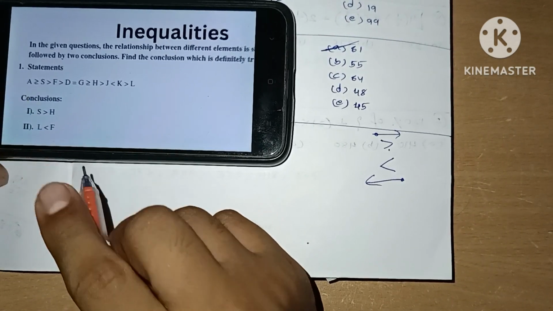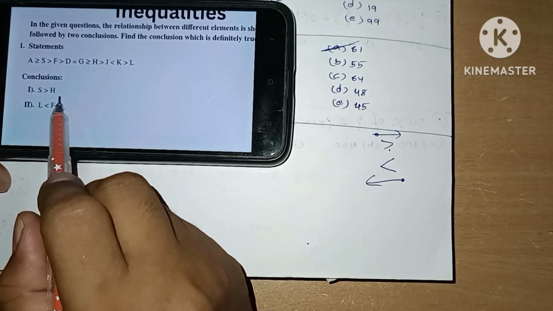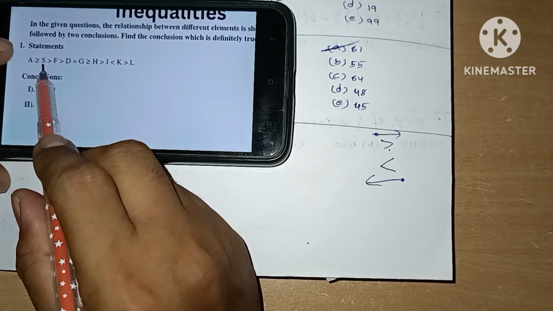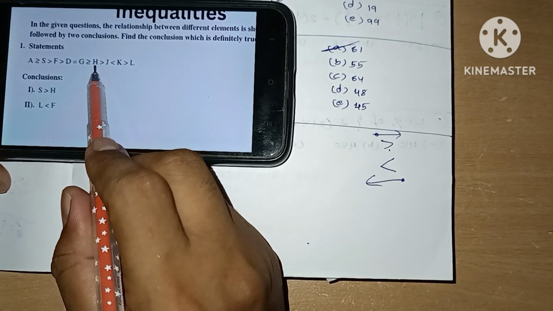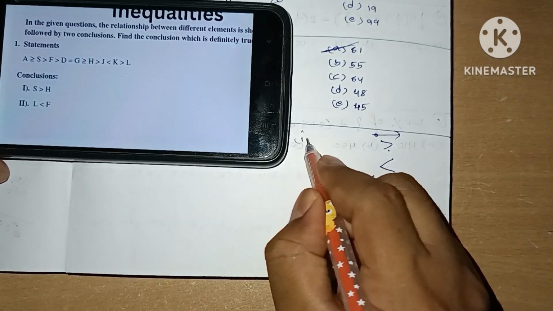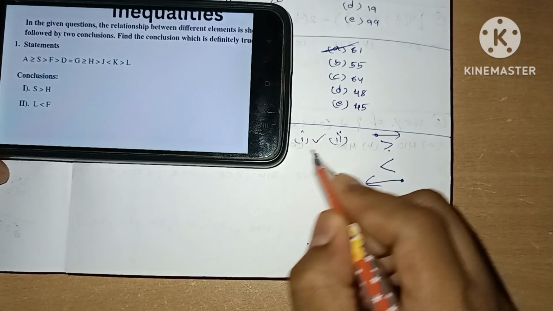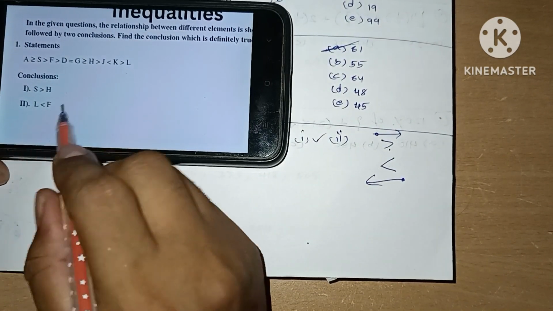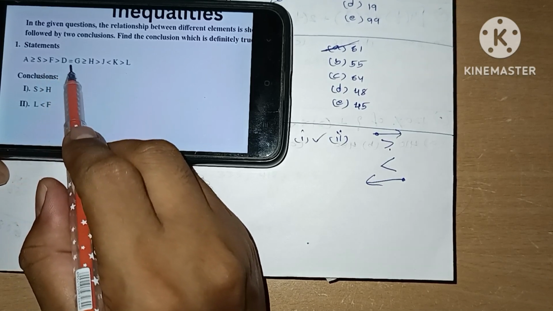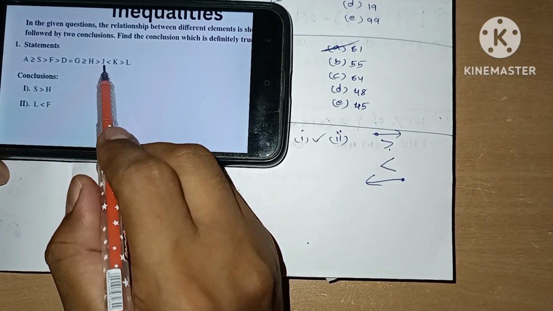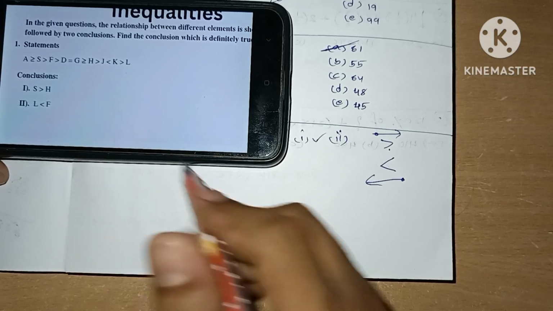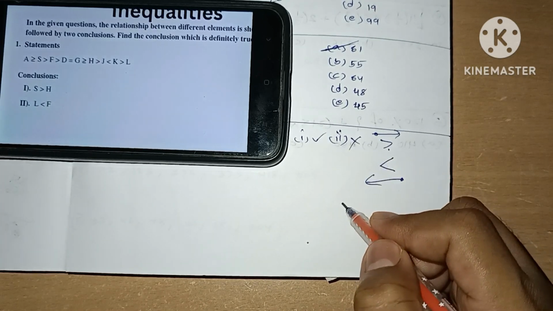First question, the flow from S to H. Here from S we are able to reach H. So first conclusion will be true. Second conclusion, the flow from F to L. From F we can reach G, H, J, but cannot reach L. So second conclusion will be false.